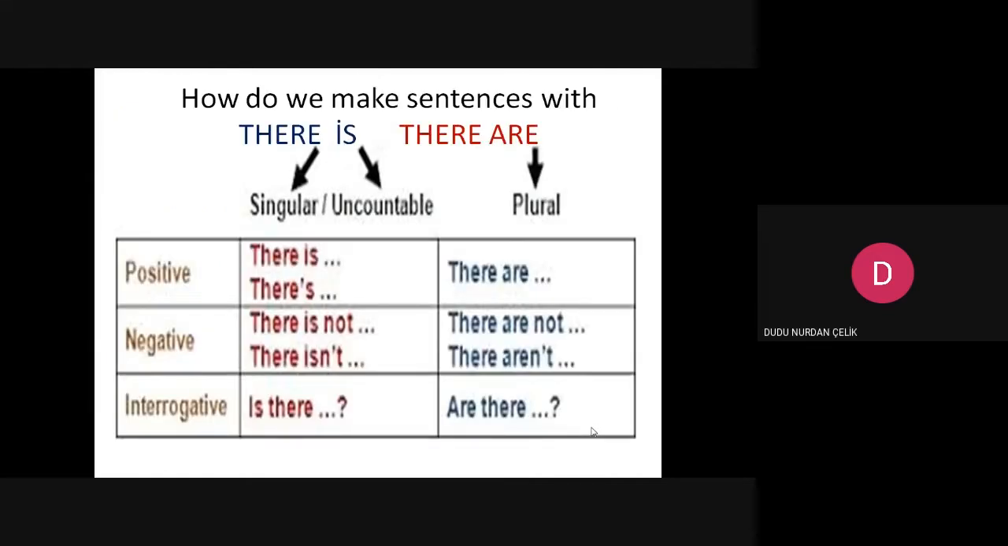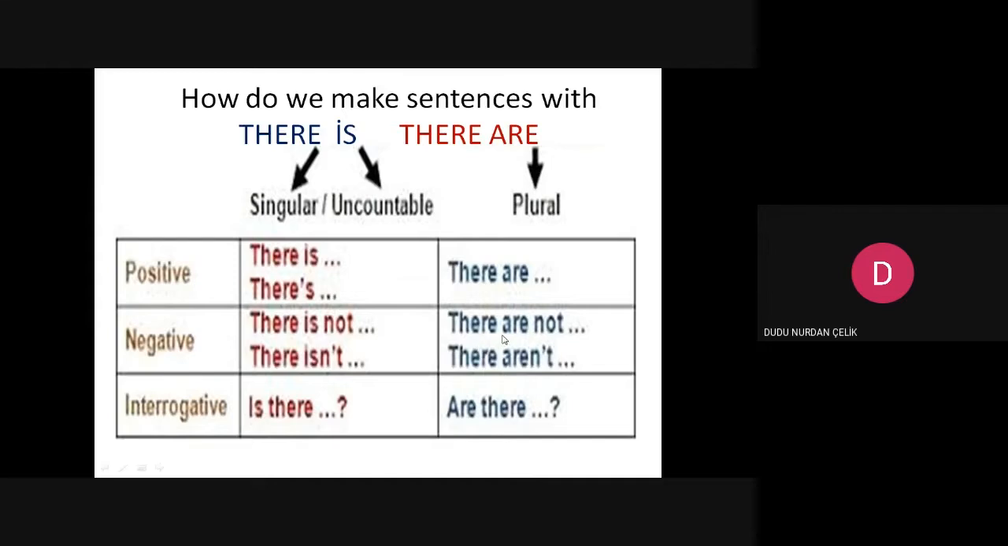How do we make sentences with there is and there are? There is is used for singular, uncountable, and countable nouns. There are is used for plural countable nouns. Let's see how it happens for positive sentences. We use there is, or in short, there's, but there is is more common. There are for plurals. In negative form, we say there is not, and in short form, there isn't, and this is more common. We use it a lot.